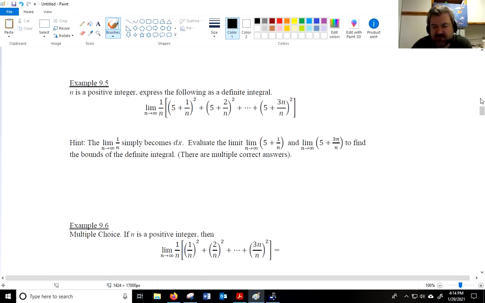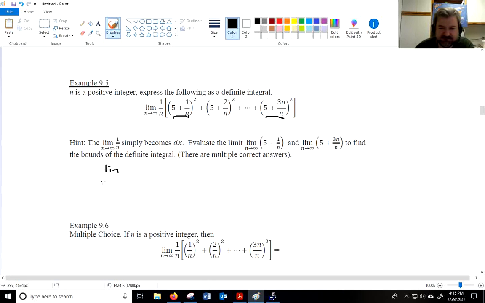What we're going to do is remember that this 1 over n is simply our dx value, okay? So that 1 over n is that change in our interval. So we're going to evaluate the limit as n goes to infinity of the first term inside the function and the last term. And if I do that, that should tell me the a and b, since f of a has got to be this thing and f of b this last thing.